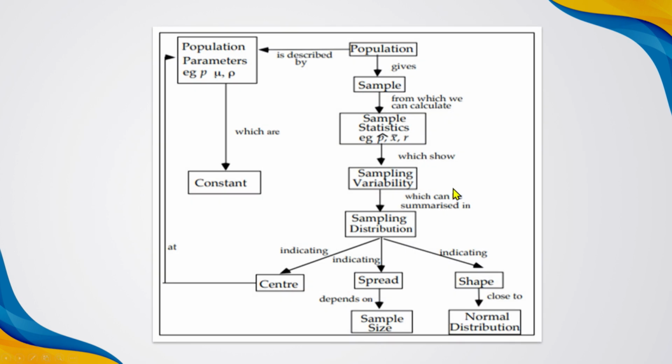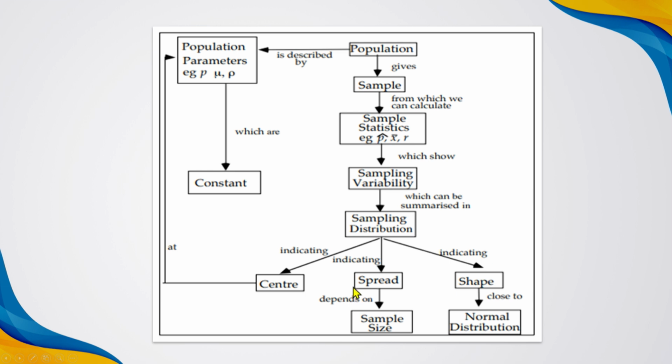In this image, there is a population. Population gives the sample. From that sample, we can find sample statistics, for example, p cap, x bar and r, from which we can have a sampling variability, and also which can be summarized in the sampling distribution. And also sampling distribution gives central value, spread value and shape of the distribution.